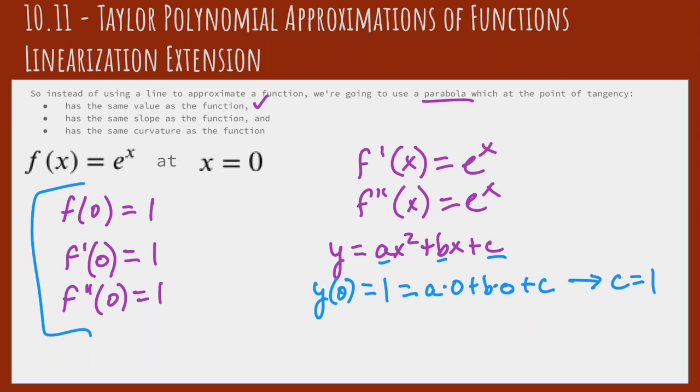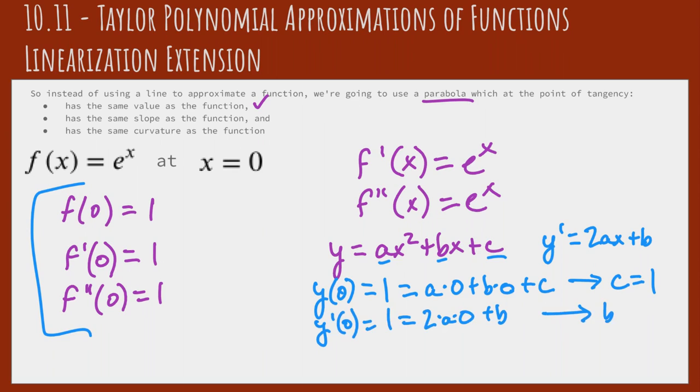Then I'm going to take the derivative. So the derivative of this, isn't very organized. Sorry about that. So we get 2ax plus b. So the derivative evaluated at 0 should also equal 1. And that's going to be putting 0 in for x. We're going to have 2 times a times 0 plus b. And so that's going to give us b is equal to 1 also.